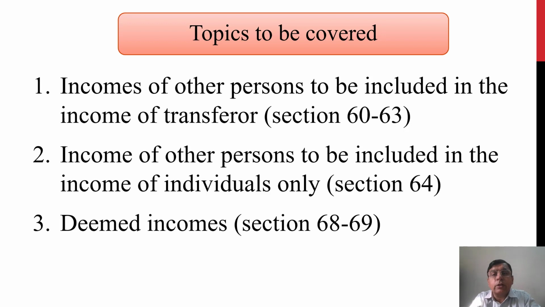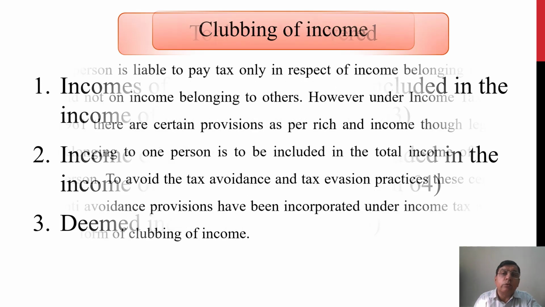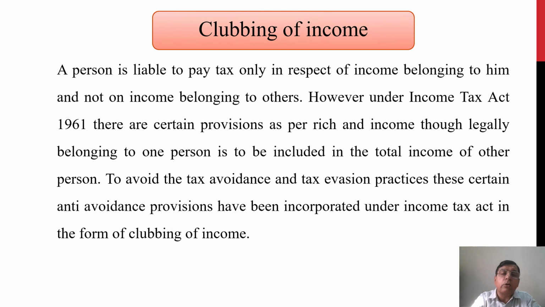In this lecture, I will cover the incomes of other persons to be included into the income of the transferor under section 60 to section 63. The second portion of the lecture will cover income from other persons to be included into the incomes of individuals. And the last portion will cover deemed incomes under section 68 and 69. So let's start with the topic of aggregation of income, or clubbing of income.